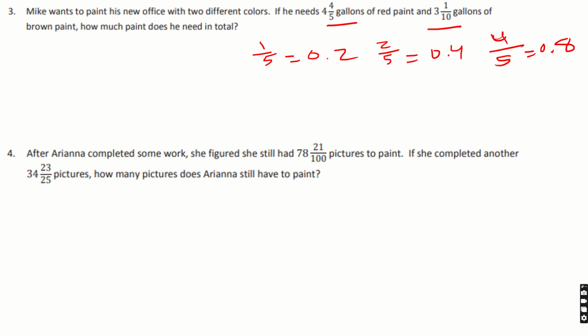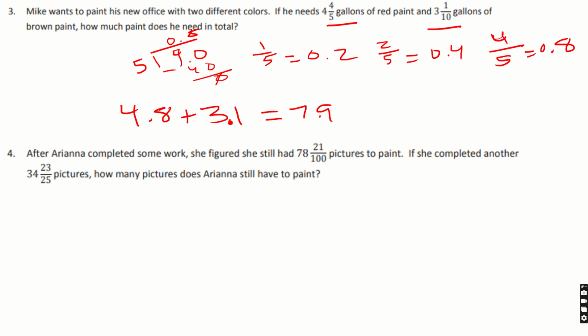But again, you could always do 4 divided by 5. 5 doesn't go into 4. 5 goes into 48 times. And that's our 0.8 right there. So we'd have 4.8 plus 3. Remember, if it's out of tenths, then you just take whatever that top number is and put it right after the decimal, so 3.1. And 4.8 plus 3.1 is 7.9 gallons of paint. That's total gallons, right? That's what he was asking, with total gallons, how much paint.